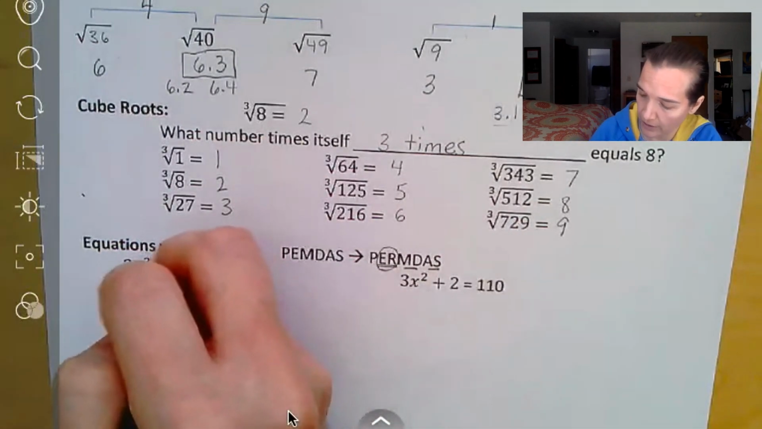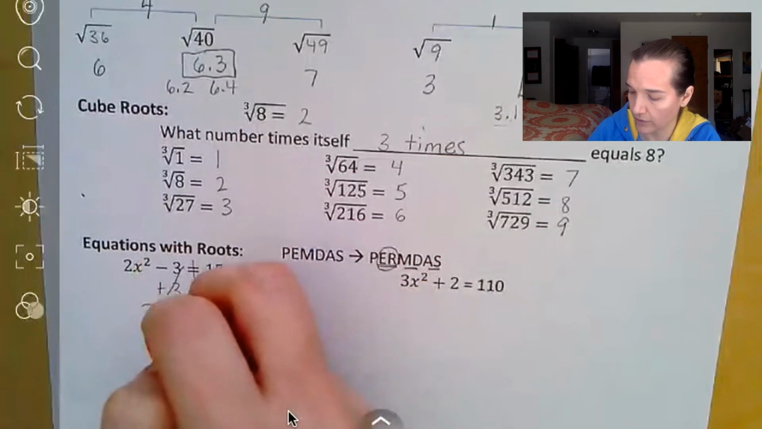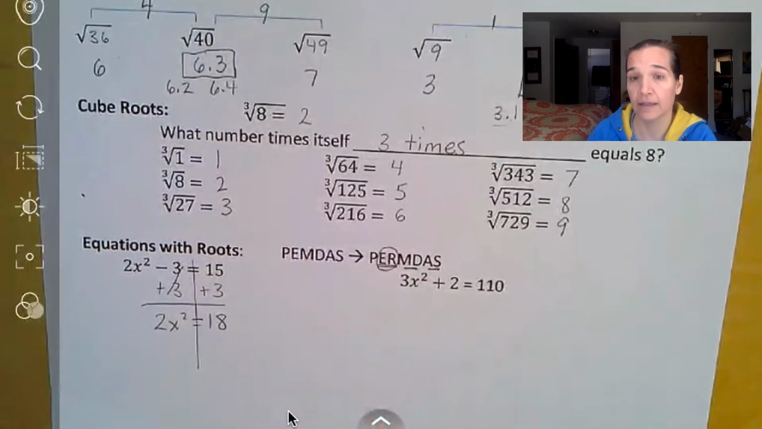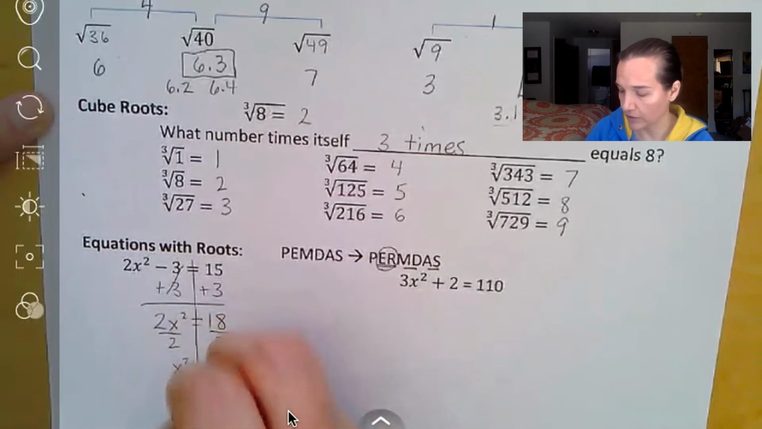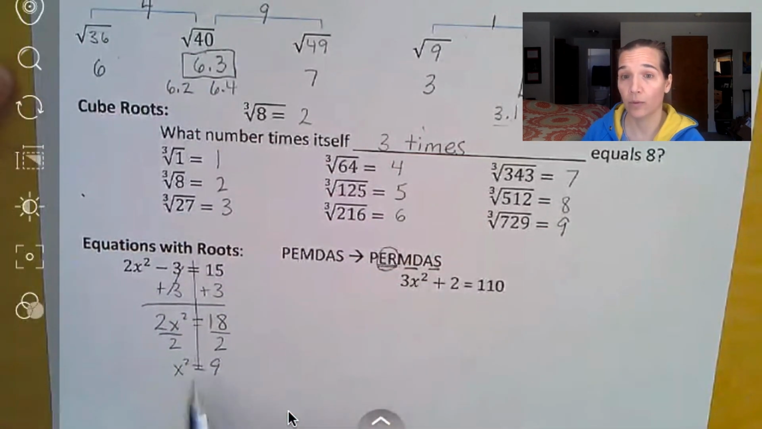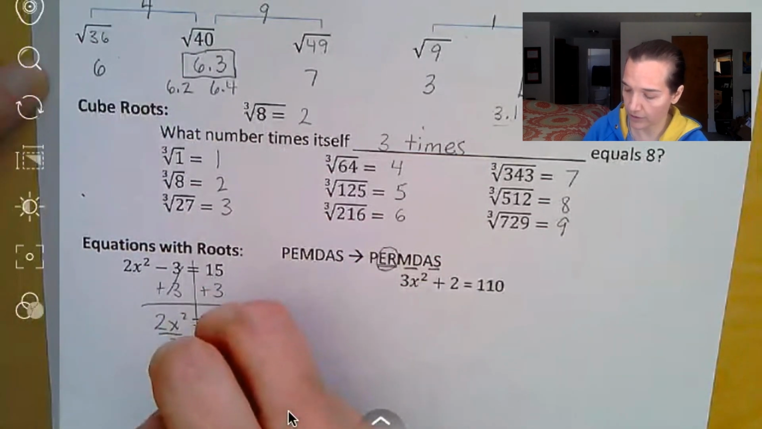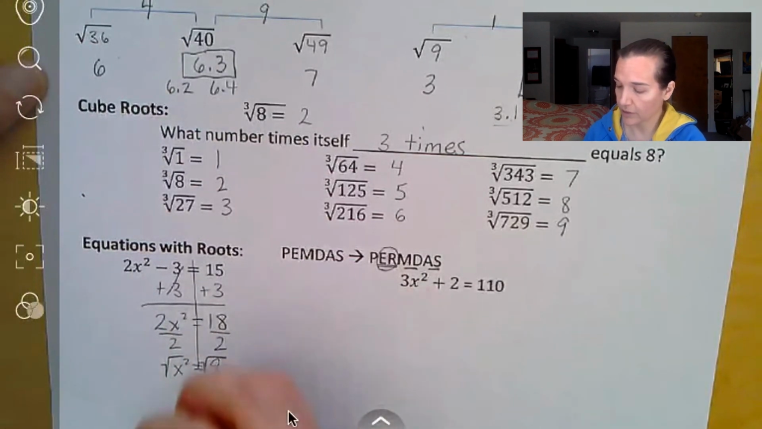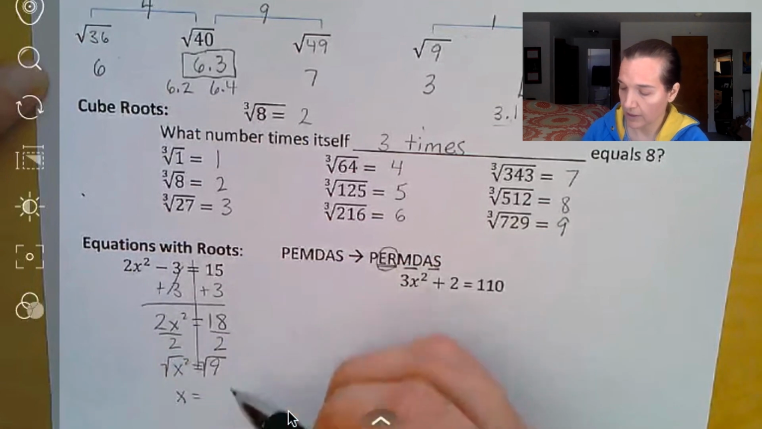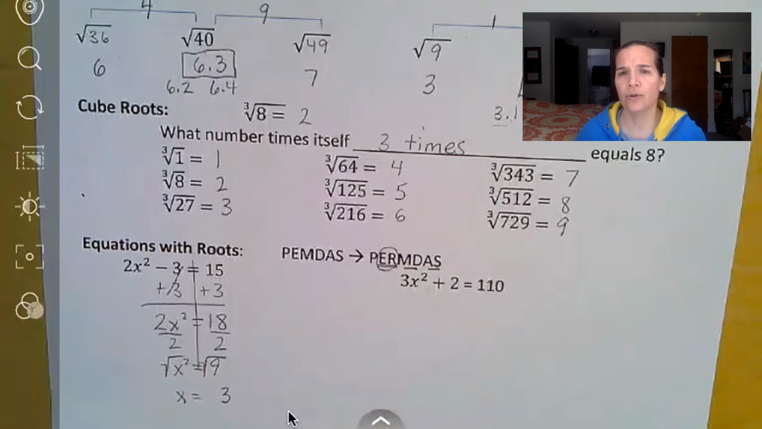So let's start. I'm going to add 3 to both sides, leaving me with 2x squared equals 18. Then I'm going to divide both sides by 2, get x squared equals 9. And then I want to do the opposite of squaring, which is the square root, to get rid of the squared. So the square root of x squared is just x. And then what's the square root of 9? So most people say 3. It turns out there's 2 answers here. What? 2 answers? How's that possible?